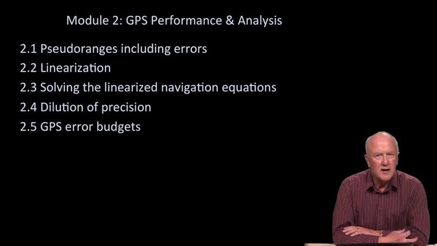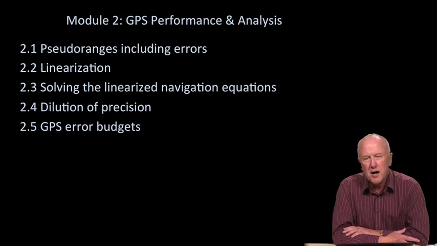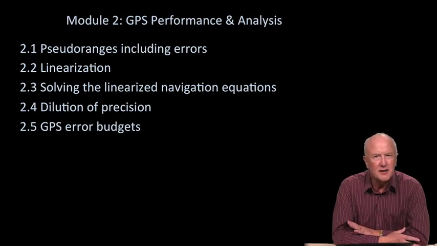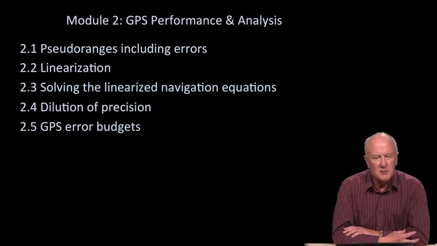Following that, we'll ask and answer the question, how well does it all work? How do the measurement errors that we talk about in snippet 2.1 propagate through these linearized navigation equations to disturb and introduce errors into our estimates of our location? And part and parcel of that investigation will be so-called dilution of precision, or DOP, and we'll get back to that soon enough.